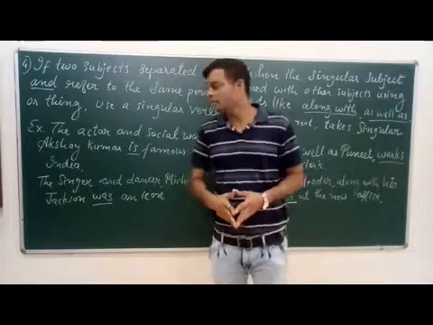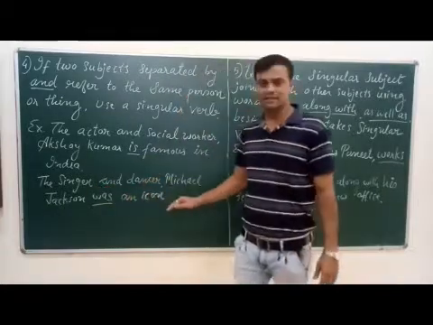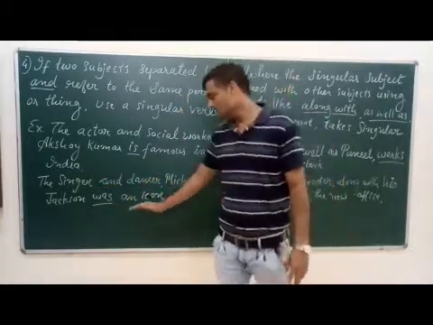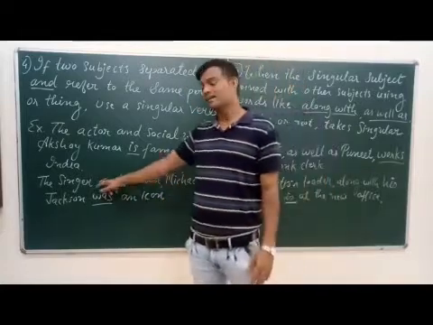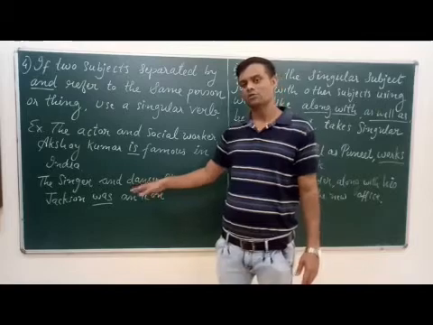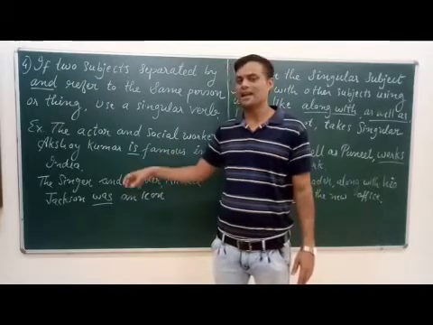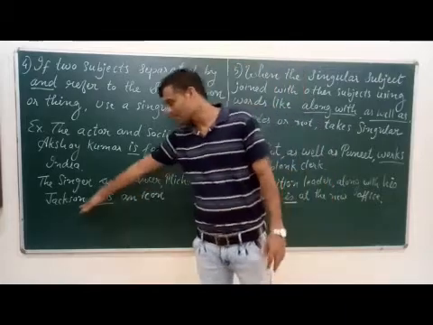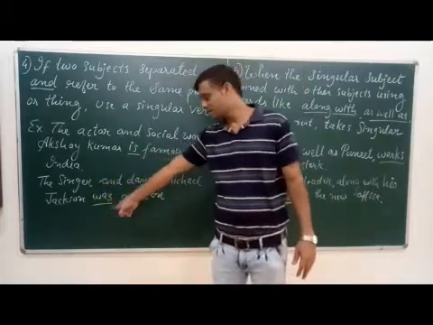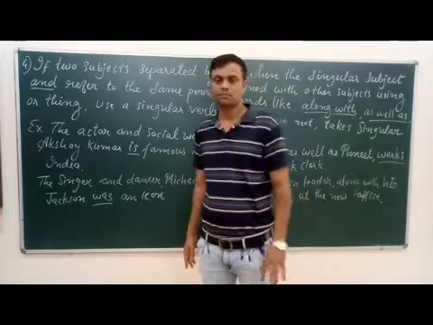Another example of it: the singer and dancer Michael Jackson was an icon. See here, singer and dancer. These are also two subjects joined with and, but they refer to one person, the same person. So it takes a singular verb.